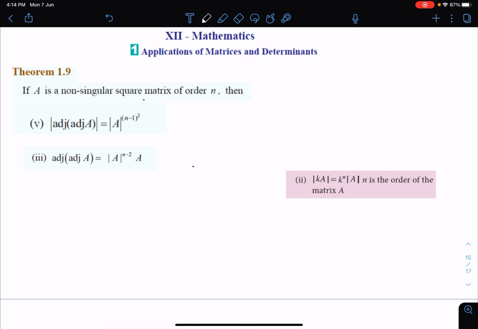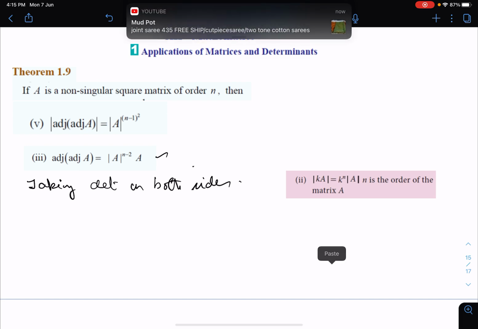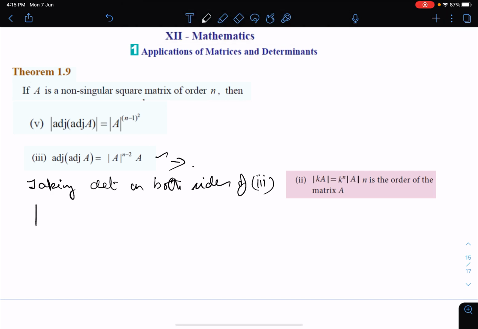Okay. Now for this we are going to take the third statement that we have already proved. Adjoint of adjoint A equal to determinant of A power n minus 2 into A. Now taking determinant on both sides of 3, you are taking the determinant, so it will be determinant of adjoint A equal to determinant of determinant A power n minus 2 into A.